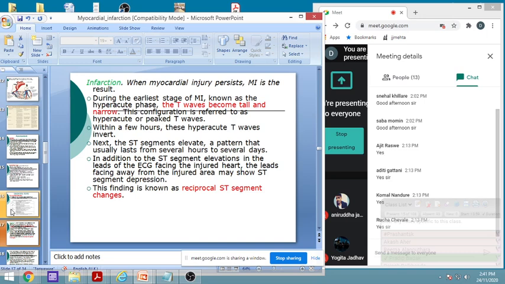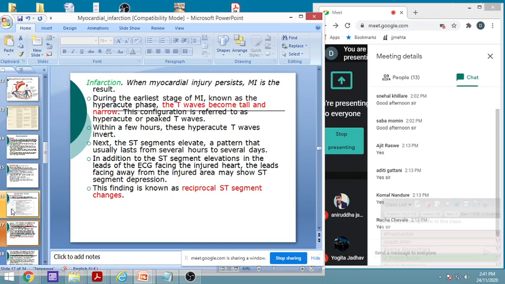Within a few hours, these T waves are inverted, and next the ST segments are elevated. The pattern usually lasts from several hours to several days.